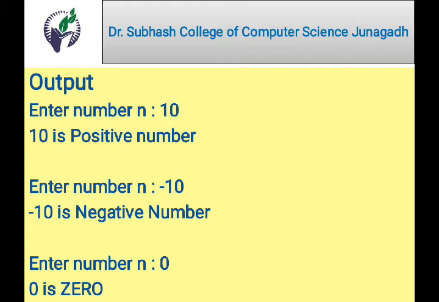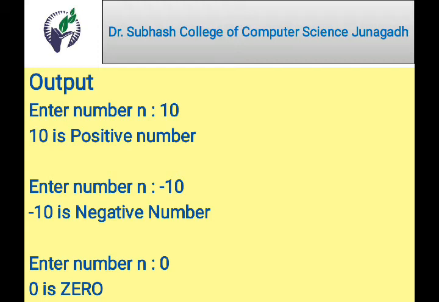If we give 0, enter number n, that is 0. So n greater than 0, 0 greater than 0, that will be false. First condition 0 greater than 0, false. 0 less than 0, second condition, that is also false. So last it will print 0 is 0 and come out from the if else if statement.